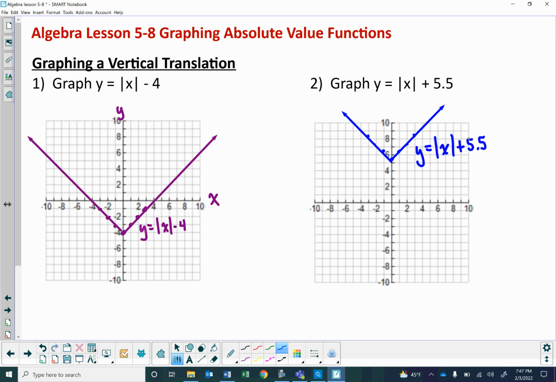These are vertical translations, translations up and down from our parent function. We moved the parent function literally up and down.